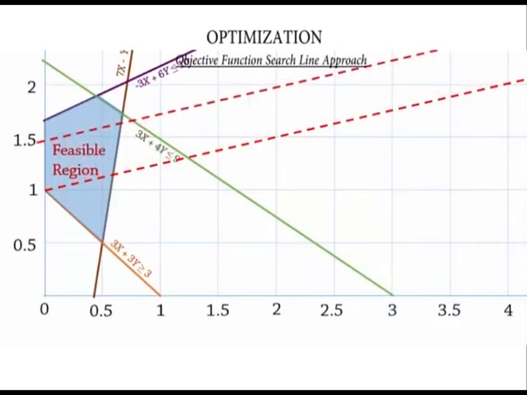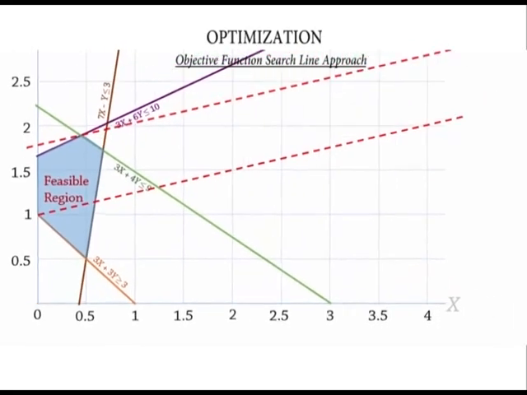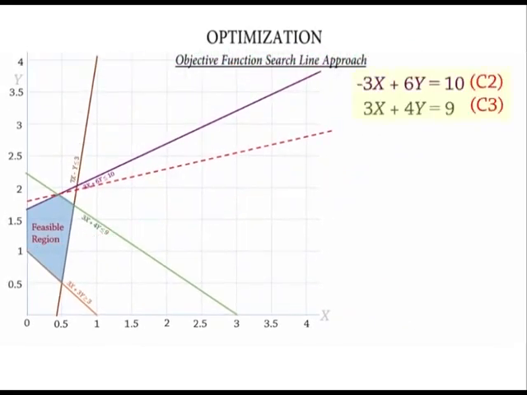This shows that the maximum solution occurs here at the intersection of constraint lines 2 and 3. It's a fractional intersection point. We can get the coordinates by simultaneously solving equations 2 and 3. These are the equations. We use elimination because the coefficients of x are 3 and minus 3. If we add the two equations, we will eliminate x. Minus 3x plus 3x is equal to 0. 6y plus 4y is equal to 10 plus 9, which is 19. Y is equal to 1.9.